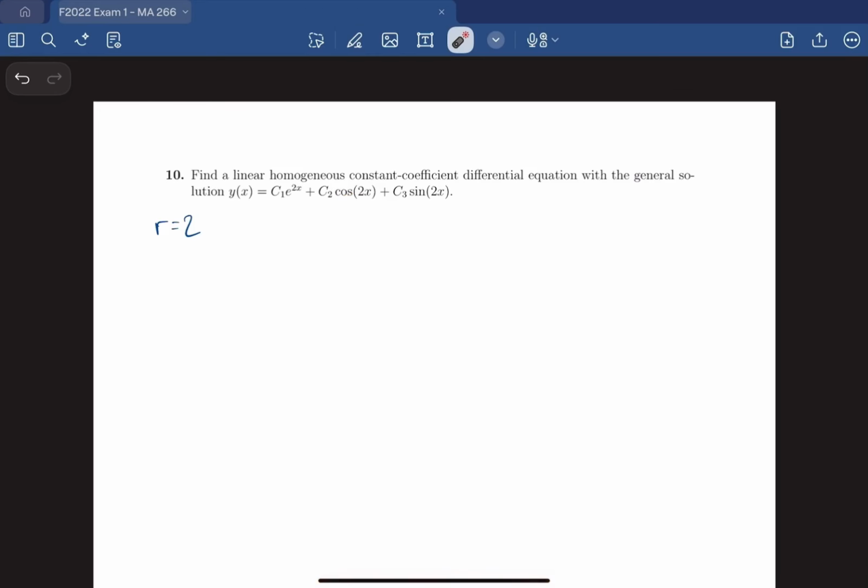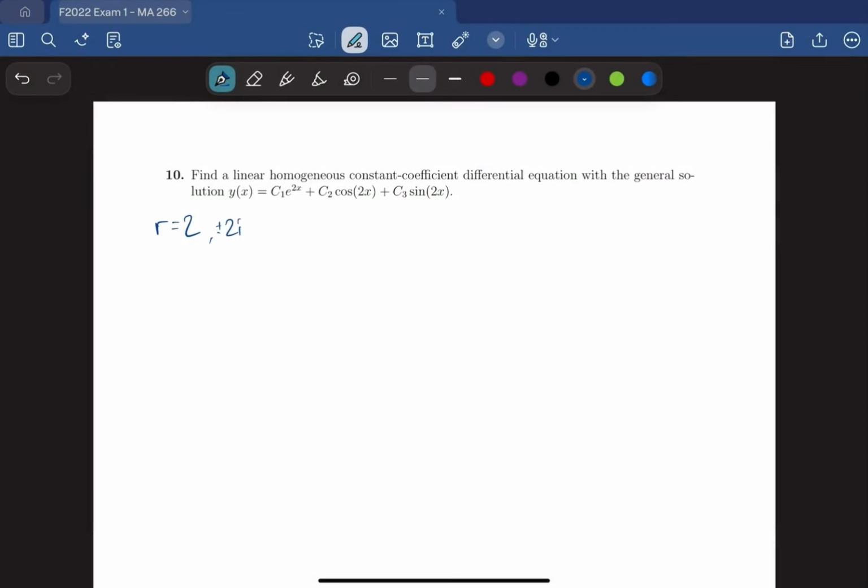And then when you see cosine and sine, you automatically know that it's going to be a complex root. And since our coefficient here is 2, we know that's going to be 2i, plus or minus 2i. And that's it. We don't see any other roots. So those are our 3 roots. And based on that, we can work backwards.